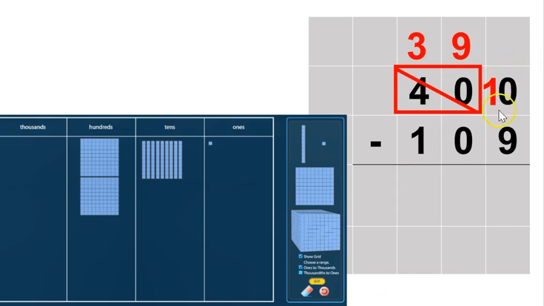Now I can do 10 minus 9 is 1. 9 minus 0 equals 9. And 3 minus 1 equals 2. So my difference is 291. Don't forget to check your work. Now we're going to our last question.